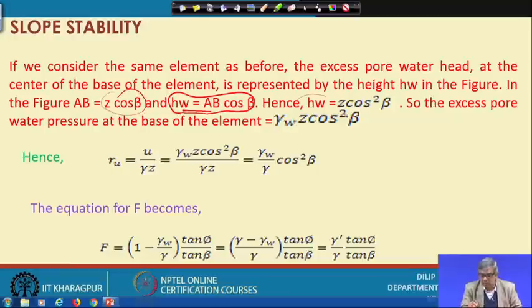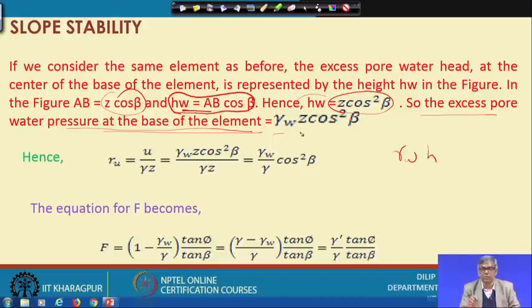So, that means h_w equals z cos²β, and if I substitute this, the water pressure at the base of the element will be γ_w z cos²β, that is γ_w into h. So, if I substitute h, then γ_w z cos²β will be the pore pressure, and then r_u becomes u by γz.